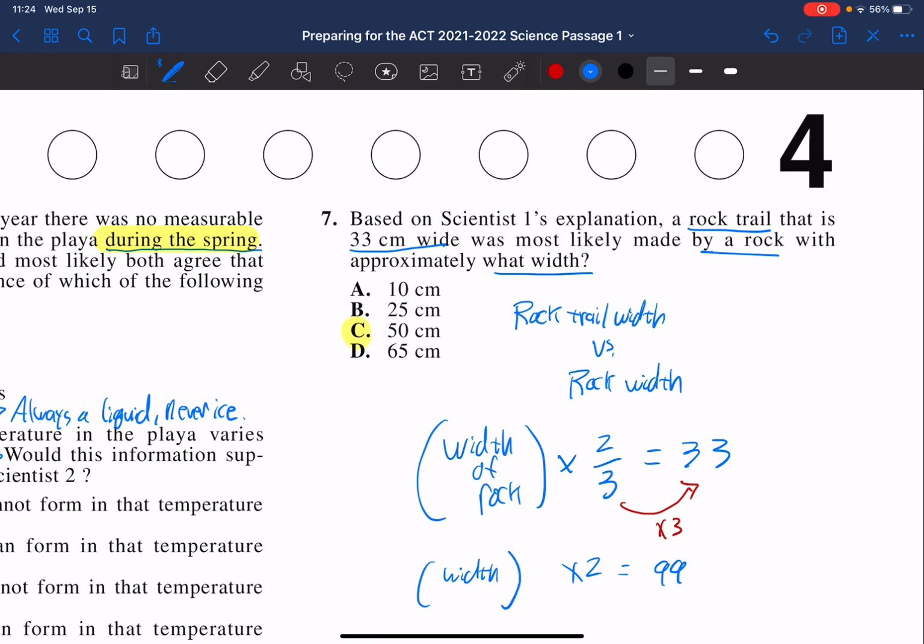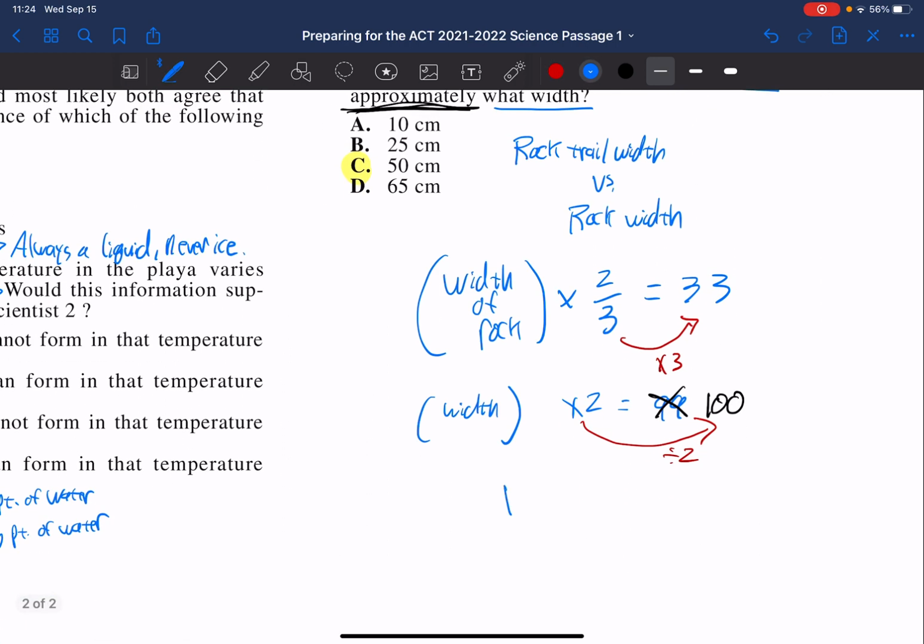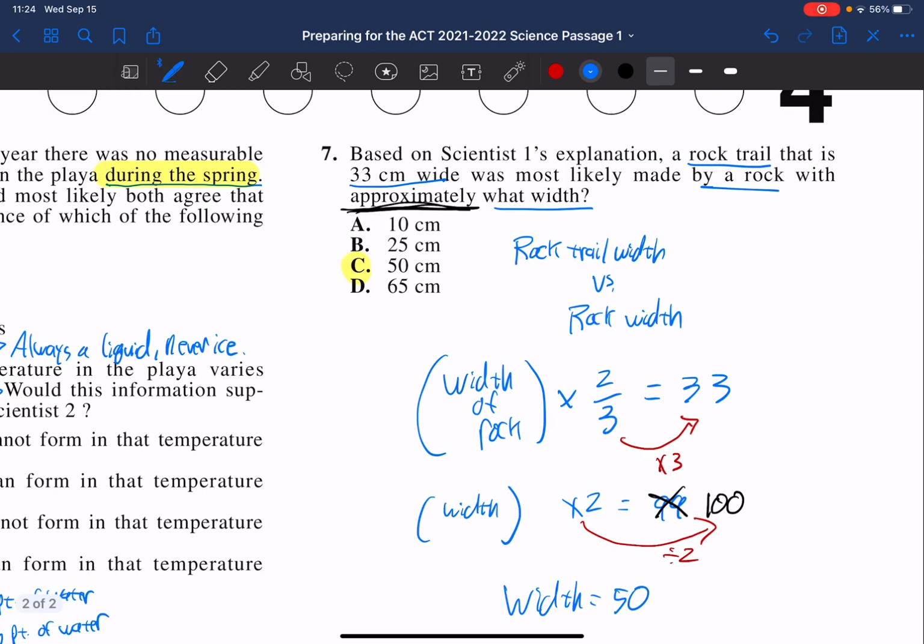So width times 2 is 99. But what I'm going to do is I'm going to cross that off, and I'm going to make it a round number. I'm going to make it 100, because we can approximate. It says it right there, approximately. So we can get our numbers close. So now, I'm going to take that 2 over and divide by 2. And that gives us our width of about 50. And that's why the answer is letter C.